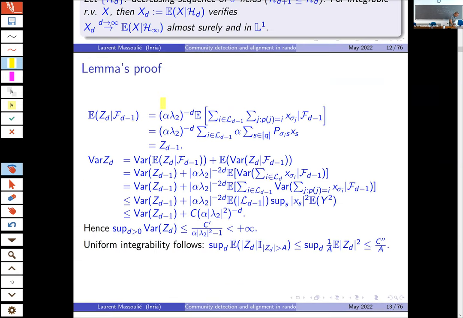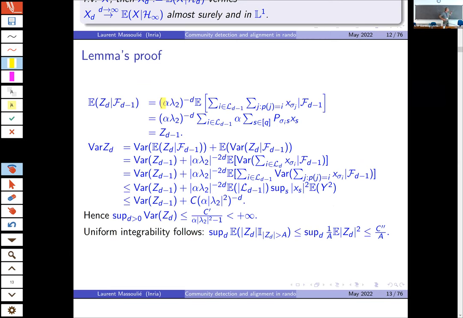Let's see. The proof of the lemma is a simple calculation. I have the details here. I will give less and less detail as I proceed over the days, but let's see some details now. Remember, I have my statistic, which is a weighted sum of the census vector's coordinates, and I want to show that this is a uniformly integrable martingale. For this, I first prove that it is a martingale. So I look at the conditional expectation of my statistic Z_D conditioned on the information at generation D minus one. I can pull out the normalization term here.